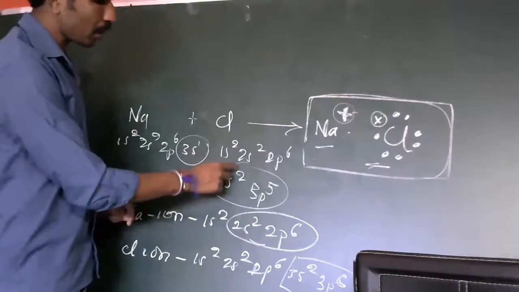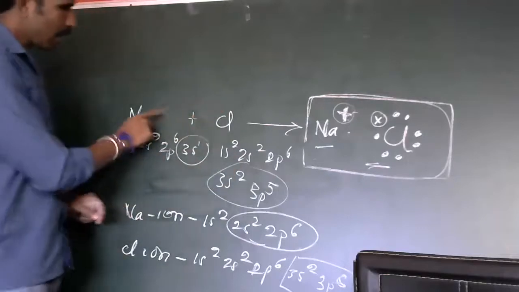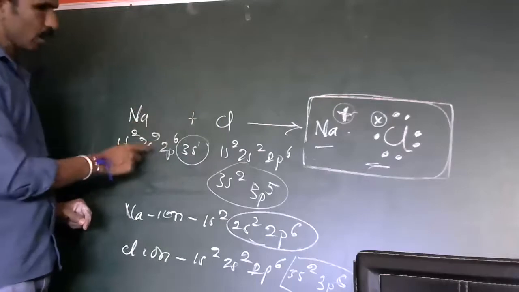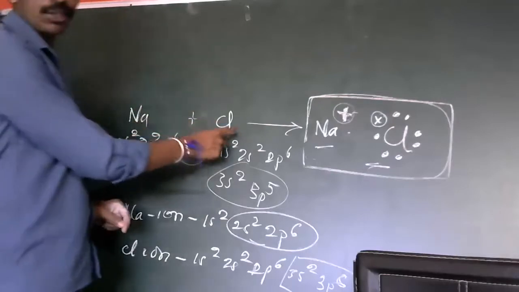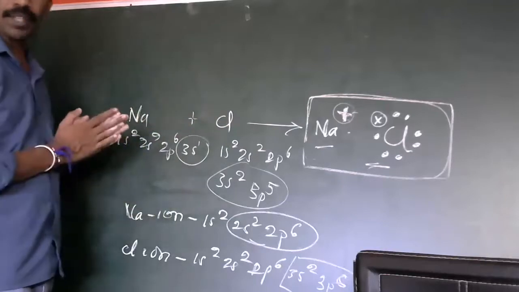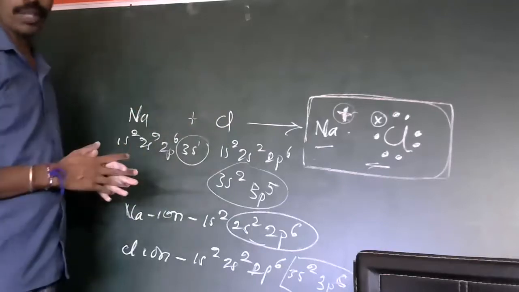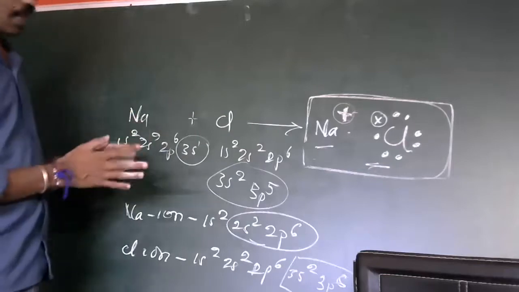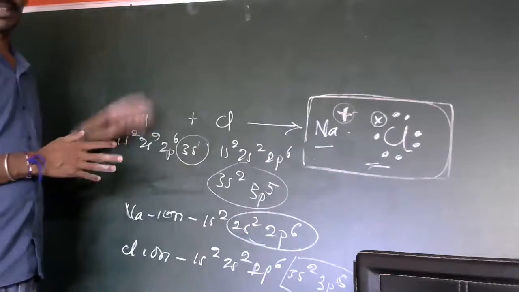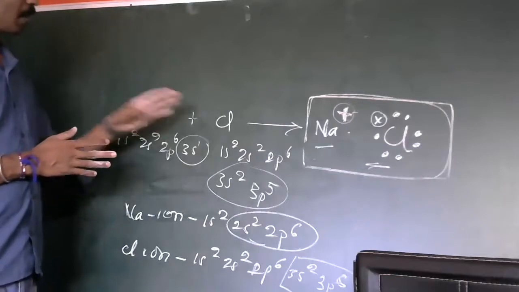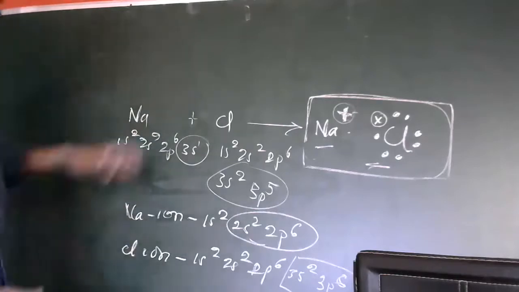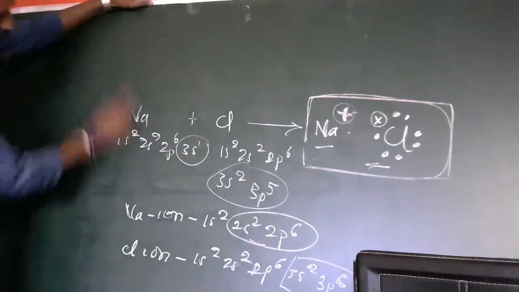To become stable, chlorine needs one electron, and to become stable, sodium will lose the electron, and chlorine will gain the electron. Like this, the ionic bond is formed between chlorine and sodium. So this is how the ionic bond is formed between sodium and chlorine to form NaCl.